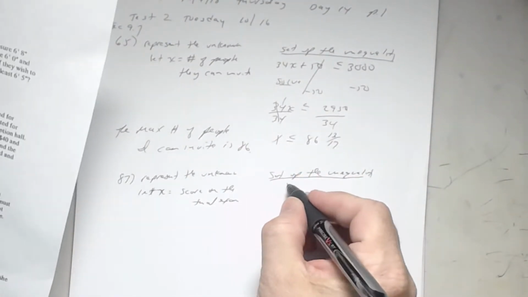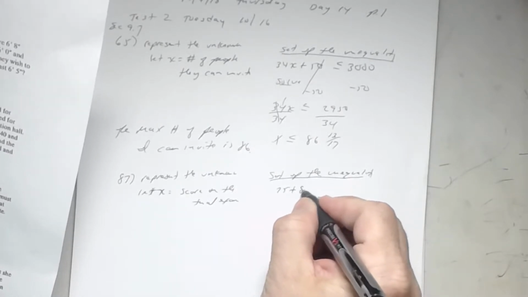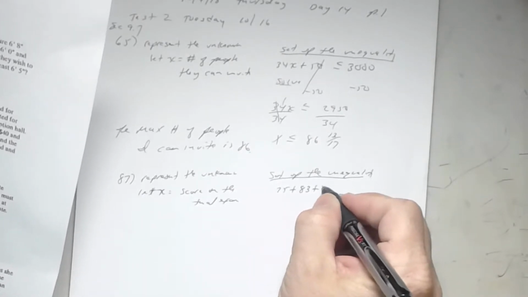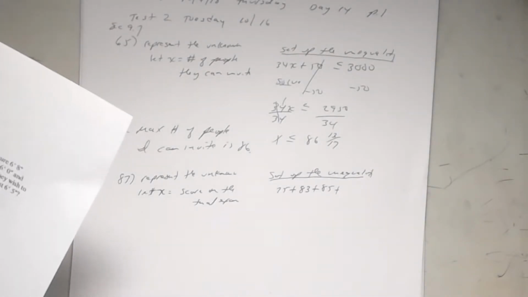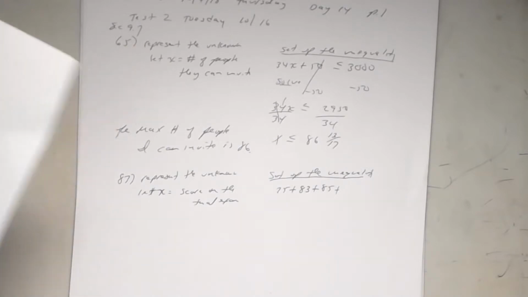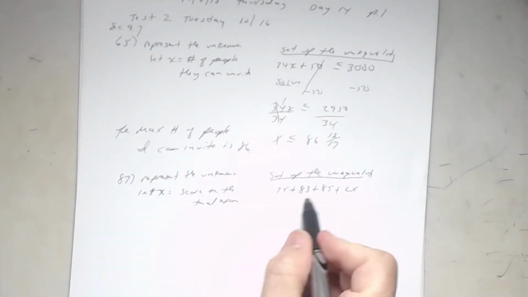How do you find the average? Add them up and divide by however many you have, correct? Y'all agree? Okay. So my inequality, let's look at the test scores. What are my test scores? 75, I'm going to add those up. 75 plus 83 plus 85 plus, and then the final exam, which counts as how many tests? 2. So you can say x plus x, or 2x. You see what I did?